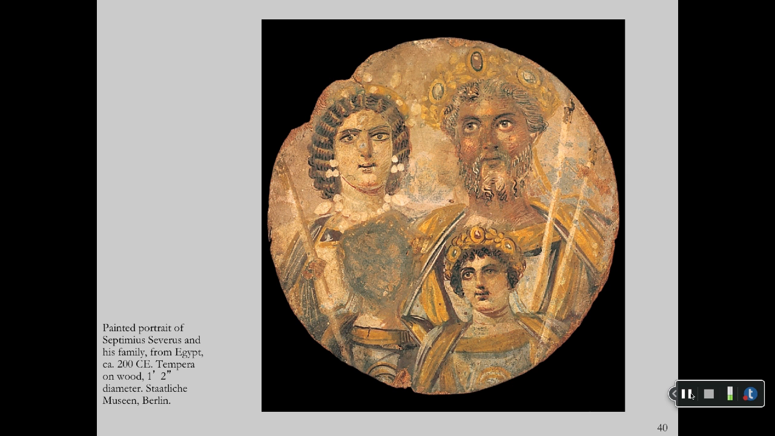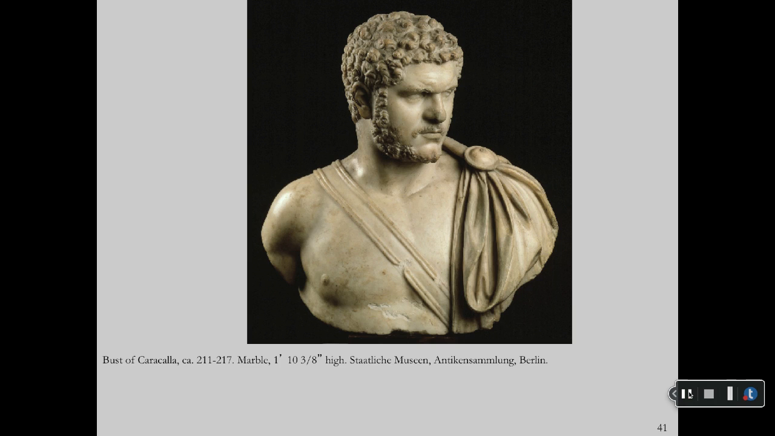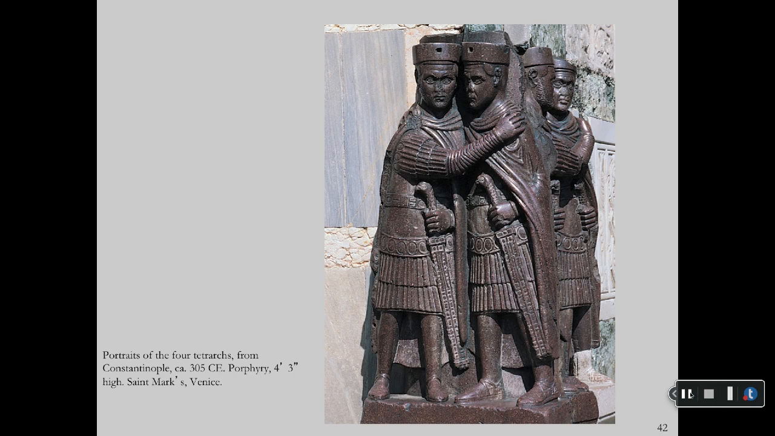The late Empire. Emperor Septimius Severus has his son's face removed from the family portrait because he had damnatio memoriae, damned him to hell. Bust of Caracalla shows his character as if he's looking over his shoulder. Caracalla was assassinated.